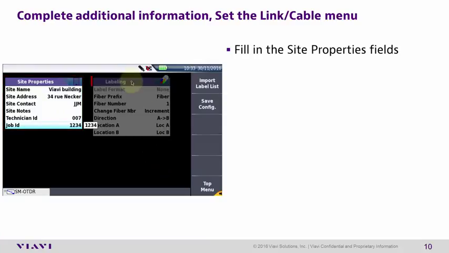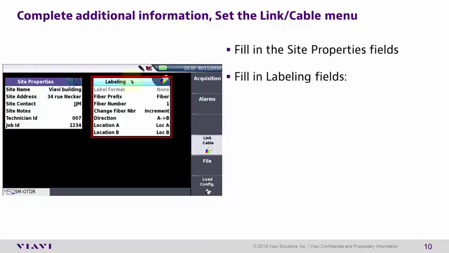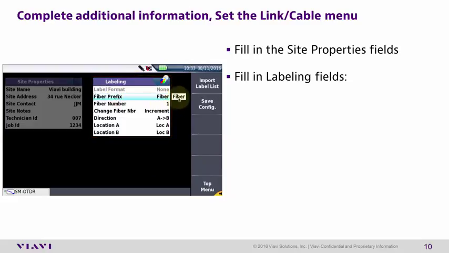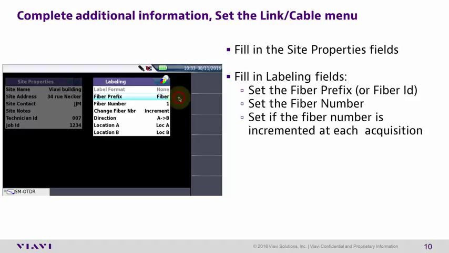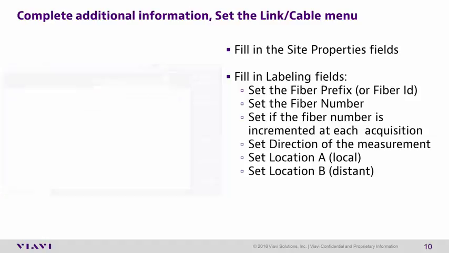Once you've filled out your site information, you can select the labeling menu by tapping on it. This will cause the label menu to light up, indicating that it's been selected. From here, you can change your label scheme, including the label prefix, starting fiber number, numbering increment, test direction, and you can change the test location labels.